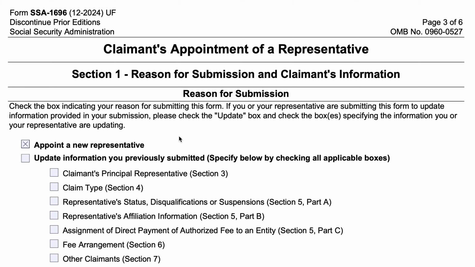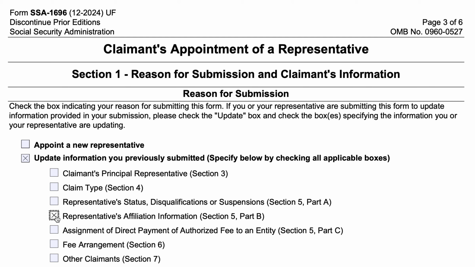So let's go ahead and start with section 1. The reason for submission and claimant's information. So we're going to appoint a new representative here, but if you're simply updating information on file, there's an option where you can, let's say you just wanted to update something with the representative's affiliation information. You would check this box, and then you would check all the boxes that apply.